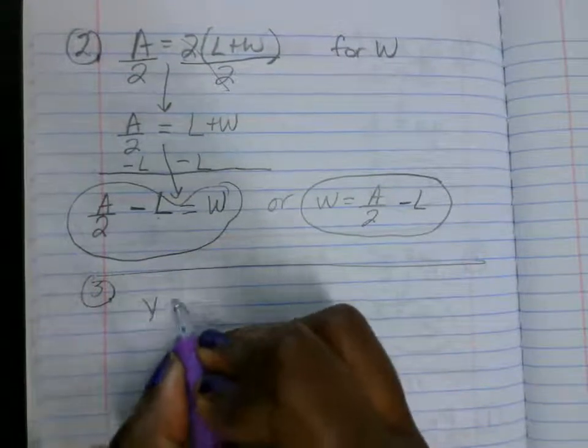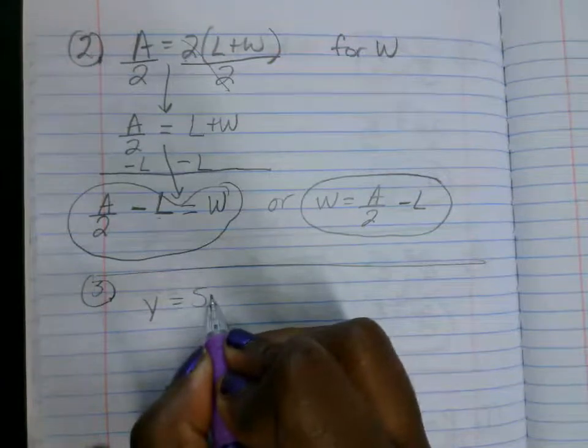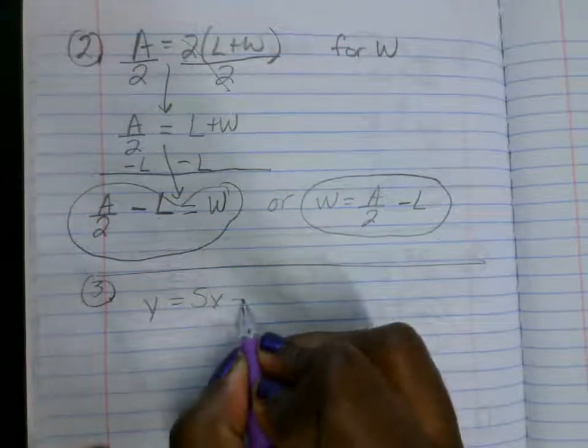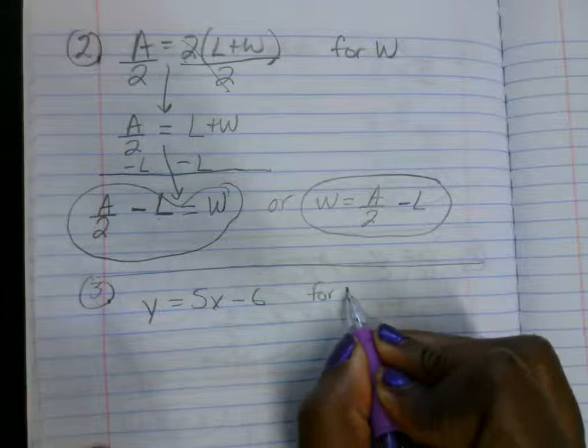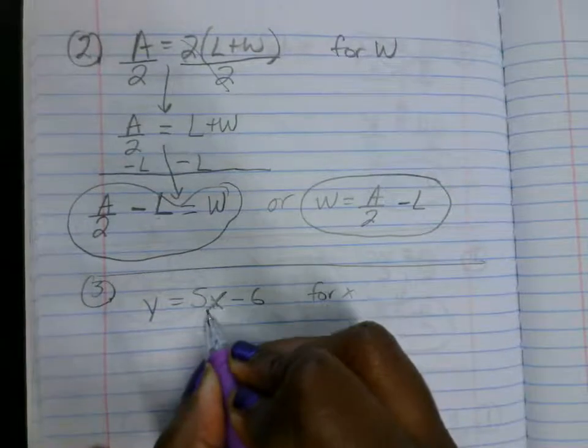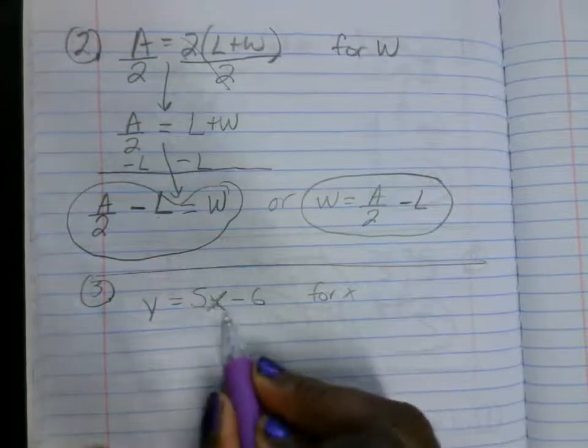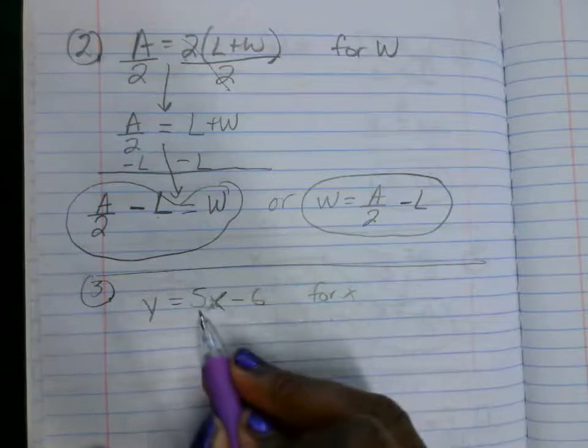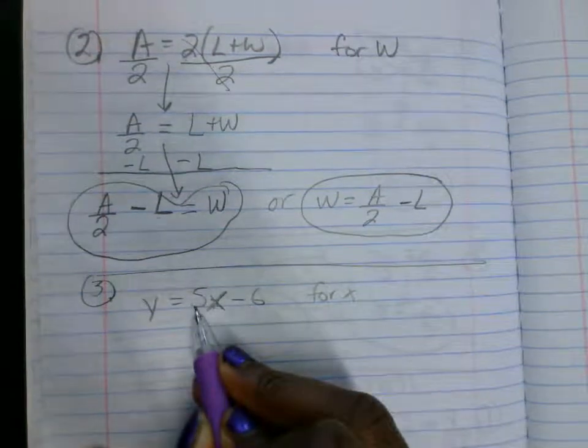Let's go through it. Number 3. We have y is equal to 5x minus 6. We're solving for x. That means you got to get x by itself. Look on the side that has x. Which one of these do you get rid of first? The 5 or the negative 6?